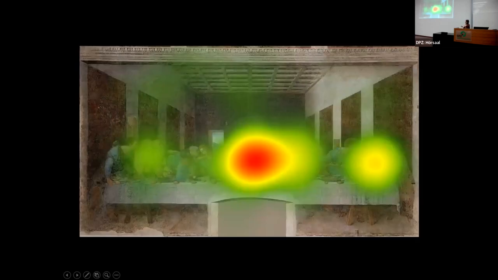Of course, they look first at the center because it's the center of the screen, and in this case, it's also Jesus. But then they were more likely to attend to the right side of the screen than to the left side of the screen. This was not even an experiment, but sort of a proof of concept. So, encouraged by this observation, we decided to turn it into a real experiment.